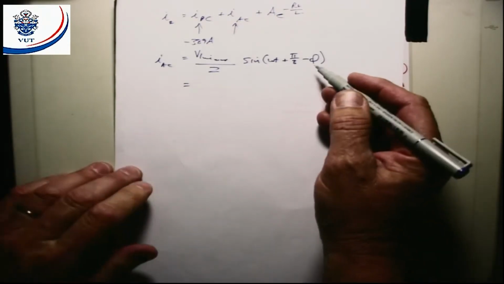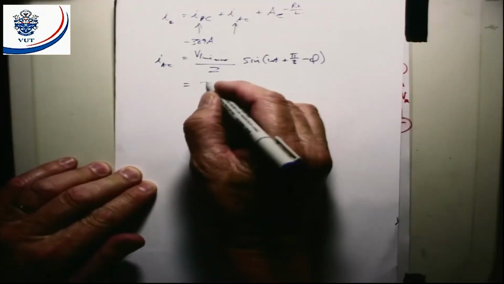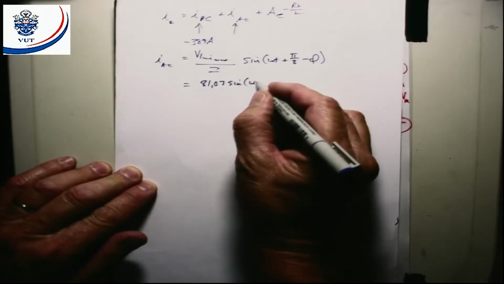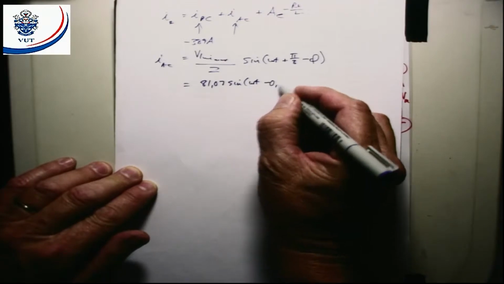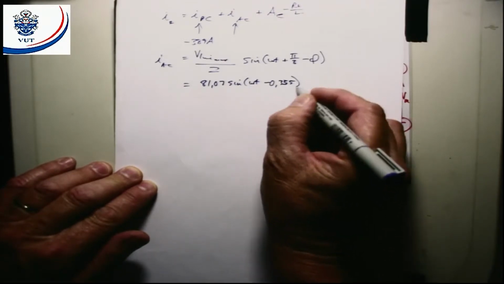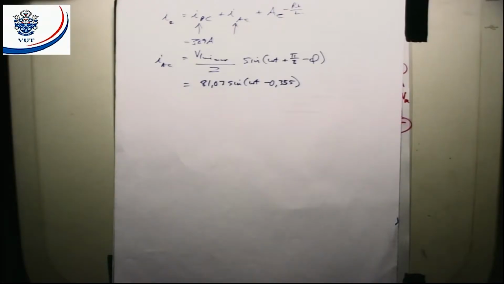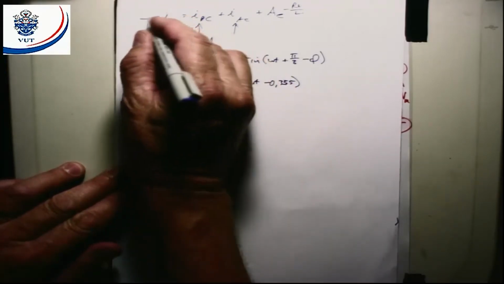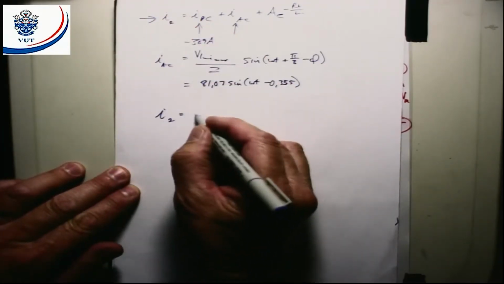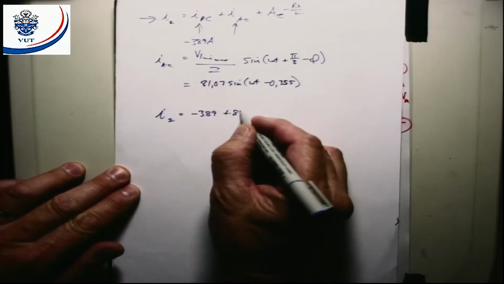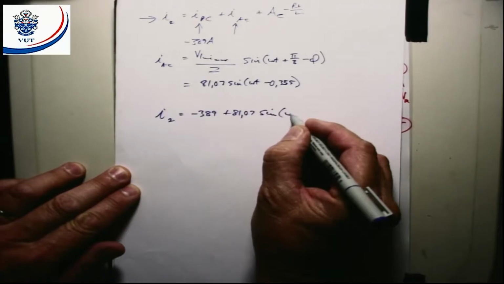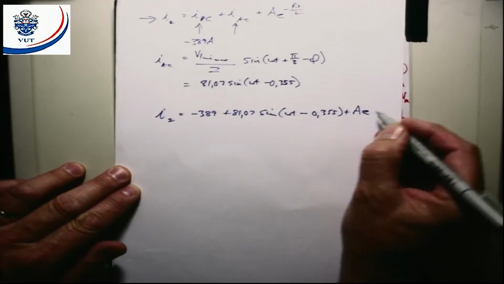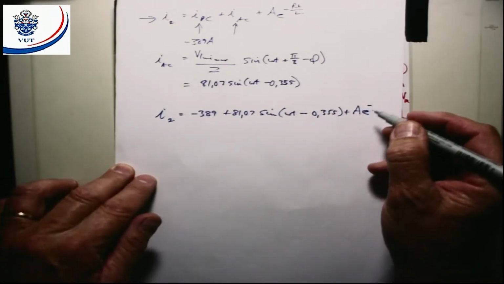And when we solve this whole thing, we get 81,07 sin omega t minus 0,335. So substituting everything into that one, we get that I2 is equal to minus 389 plus 81,07 sin omega t minus 0,355 plus A e to the power minus 60t.